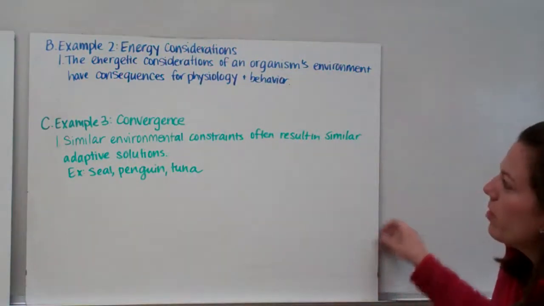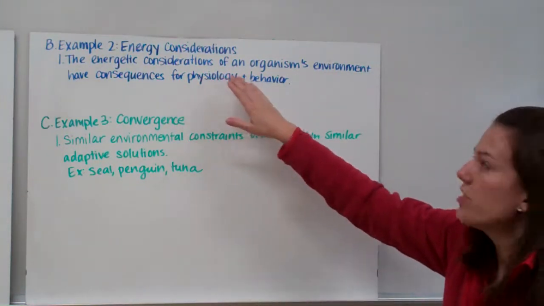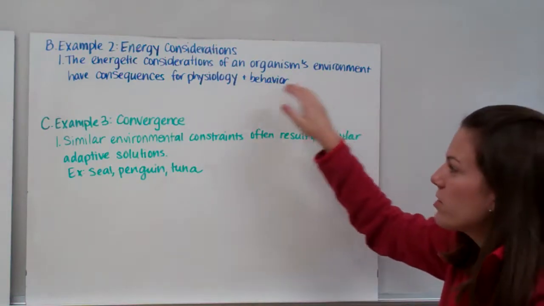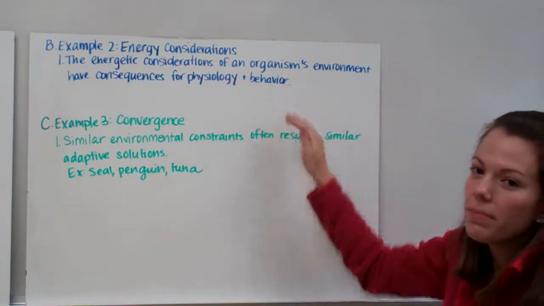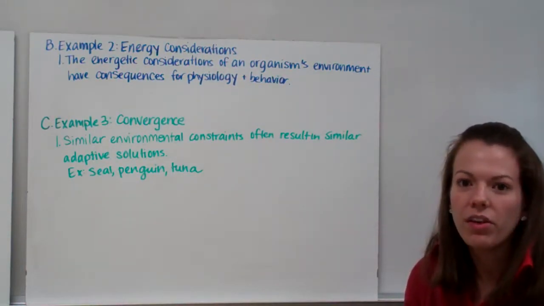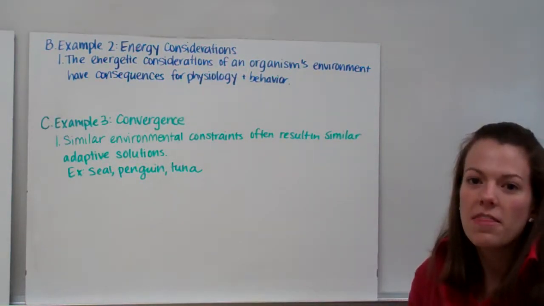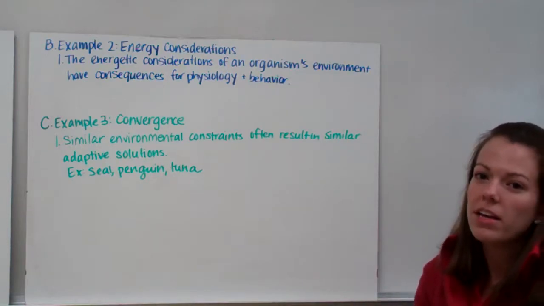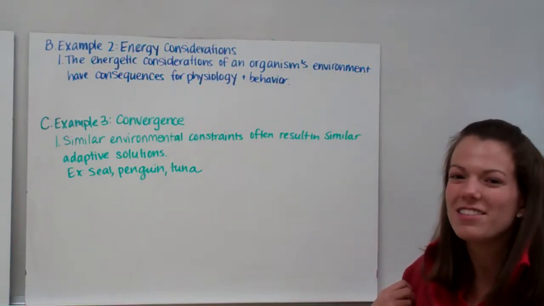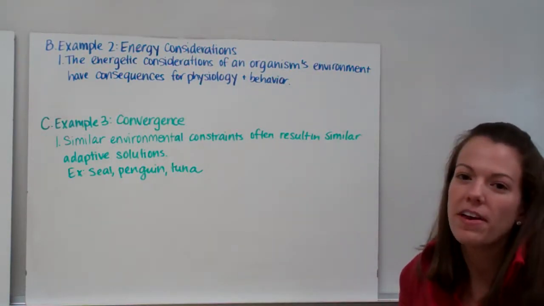All right, our next example is energy considerations. Remember that the energetic conditions are considerations of an organism's environment. So whatever energy is available in the environment is going to have consequences for the physiology and behavior of organisms. For example, there are some hares that when they're really, really hot, can lift up their large ears, and their large ears have a lot of blood vessels in them. And they can use that to release extra body heat. Also, think about humans. What do we do when it's cold? We wear jackets, okay?